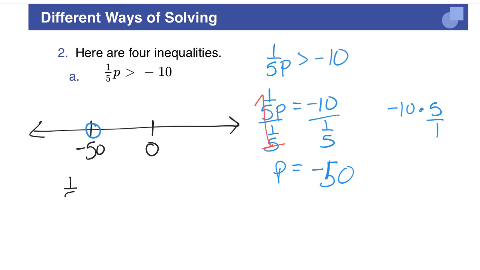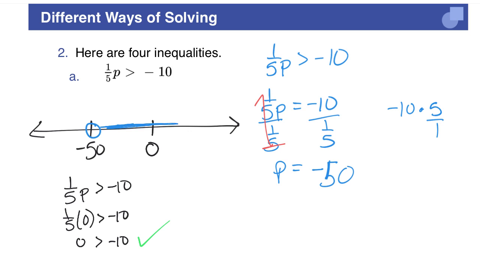Now I'm going to test it. 1/5 p is greater than negative 10. I'm going to plug in 0 for p, and I'm just going to simplify. 1/5 times 0 is 0, is greater than negative 10. And I have to think, is that true? Is 0 actually greater than negative 10? And yes, it is, which means that my solutions are on this side where 0 lied. And that's going to mean that x has to be greater than negative 50.